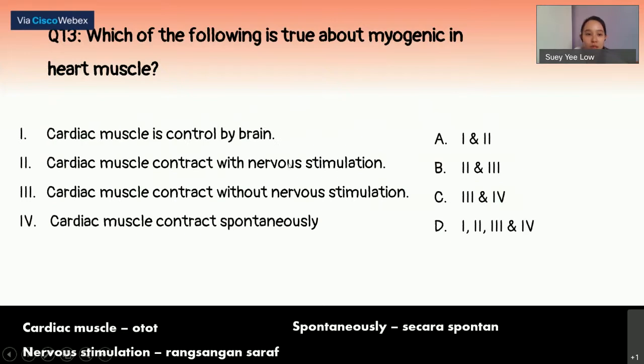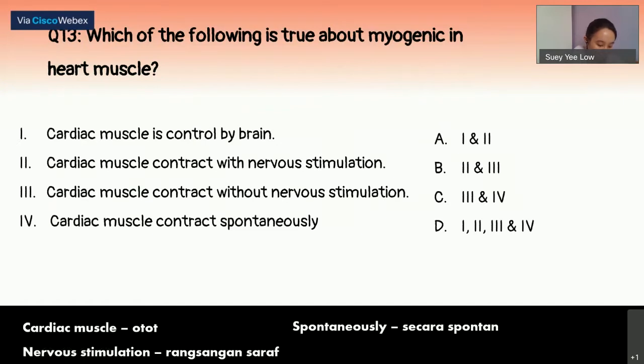So how about the second one? Cardiac muscle contract with nervous stimulation. Cardiac muscle contract without nervous stimulation. So basically, you have to decide whether you need to pick two or three. Okay.